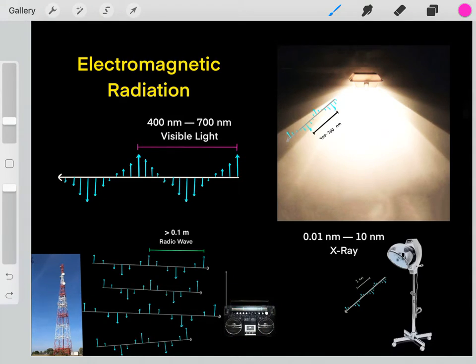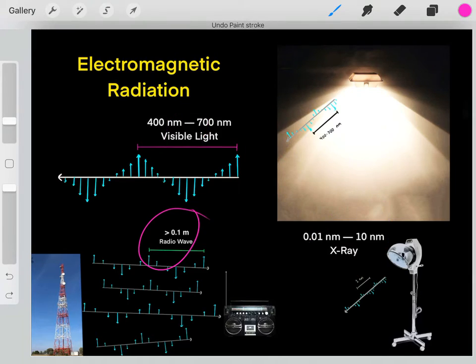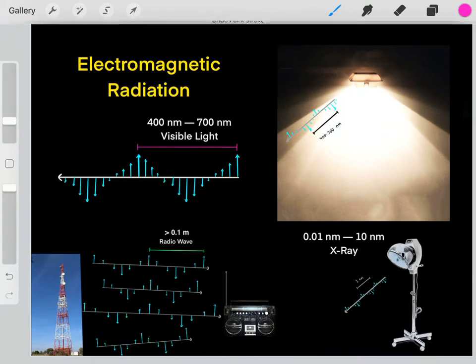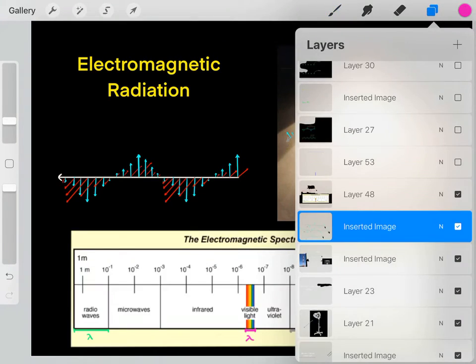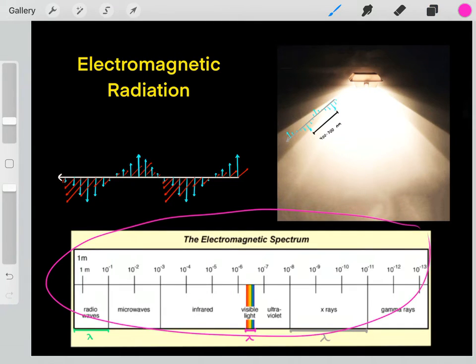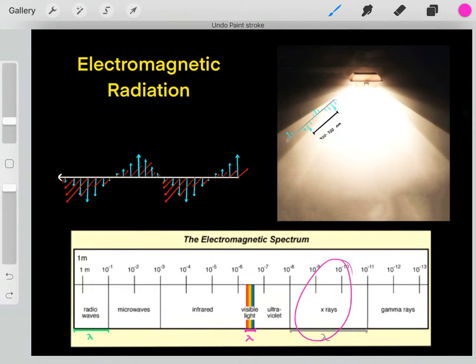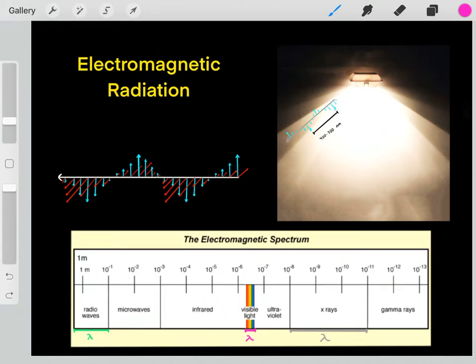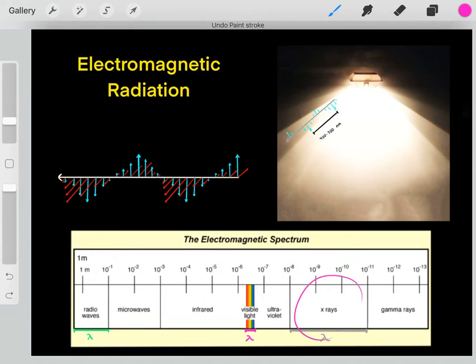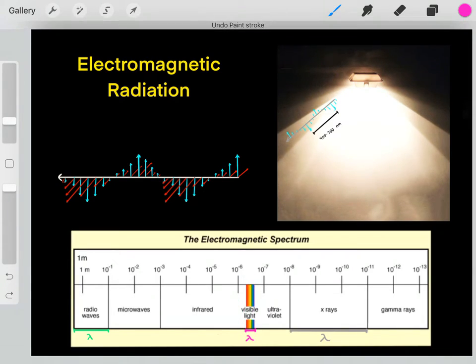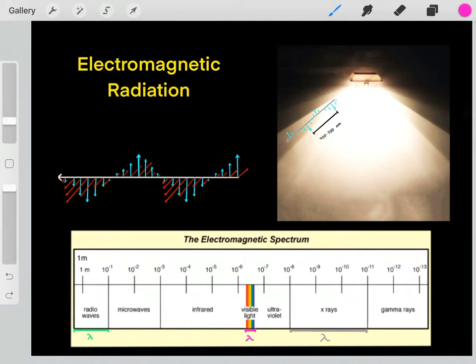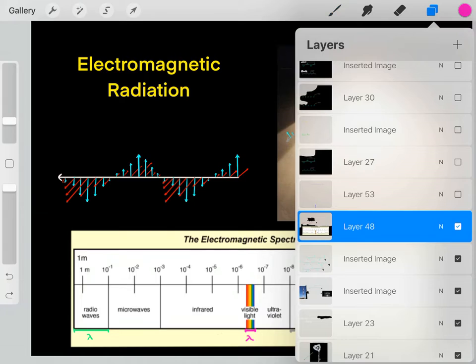But the point is, there are lots of different types of electromagnetic radiation, and these different types are defined based on the particular wavelength, the length of this oscillating unit. So again, here is the spectrum of electromagnetic radiation. We talked about visible light, X-rays, and radio waves. If the wavelength happens to fall in this range, it's an X-ray. If the wavelength happens to fall in this range or larger, it's a radio wave, and so on. And visible light happens to fall under this particular spectrum. So again, this is what electromagnetic radiation is.